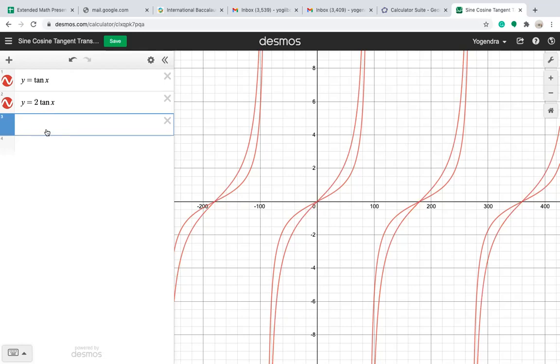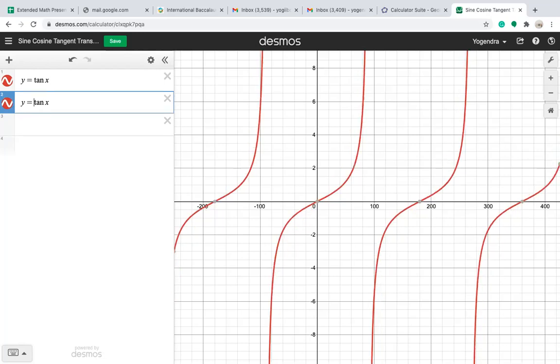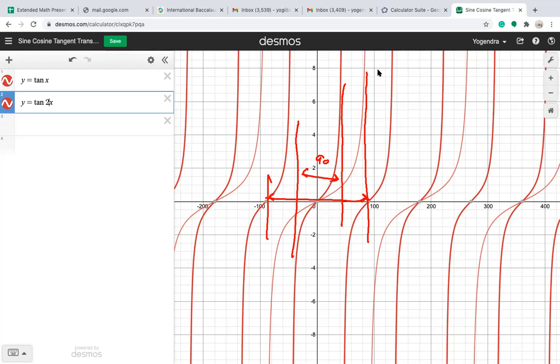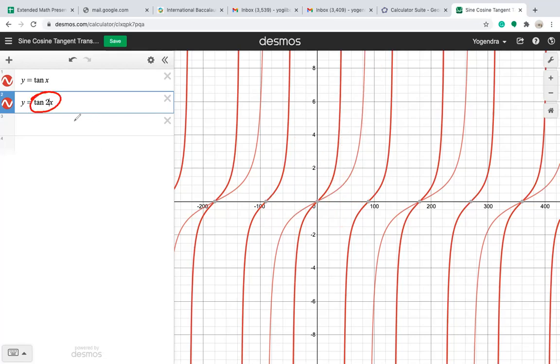Then, as far as the time period is concerned, if I have tan 2x, you can see that the graph got stretched by a factor of half. Here the asymptote was at 90, but here it is at 45. So the time period also got reduced to half. This time period is 90, while earlier it was 180 degrees from here to here. So logically, this affects the time period. As I said, the new time period here is pi by b, which is pi by 2. So for tan 2x it is that way. For tan 3x, it will be pi by 3, and so on.